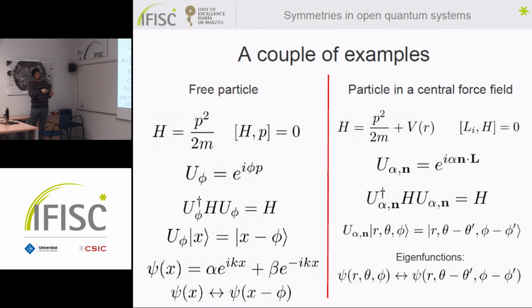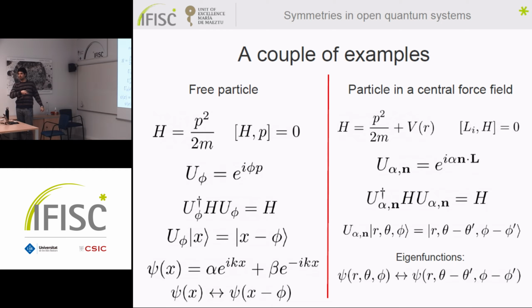The other example would be the particle in a central force field, that is basically the hydrogen atom. Here all the momenta commute with the Hamiltonian, and then we can build this one-parameter group transformation. And what does it do? Well, it rotates the spatial coordinates, polar coordinates, so it's a rotation in space. And again, what does it mean? That if we rotate things in the solution of a Hamiltonian of a hydrogen atom, if we rotate the eigenfunction, we still get a solution of the problem. So you see, this is all about conserved quantity and symmetry.